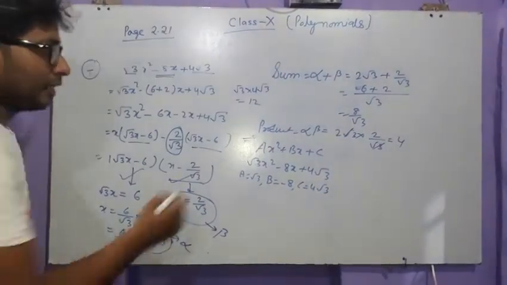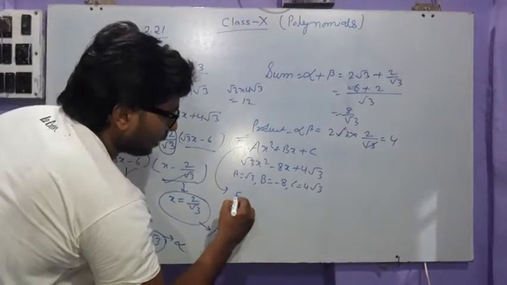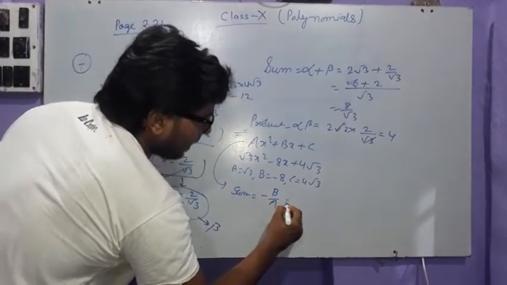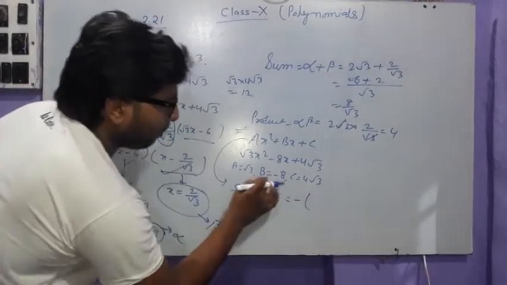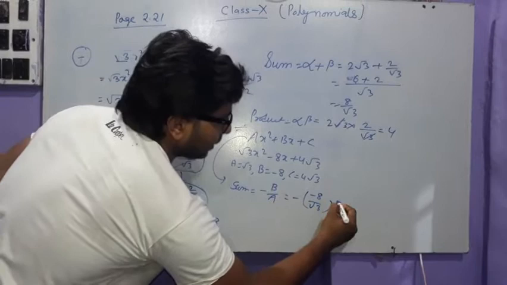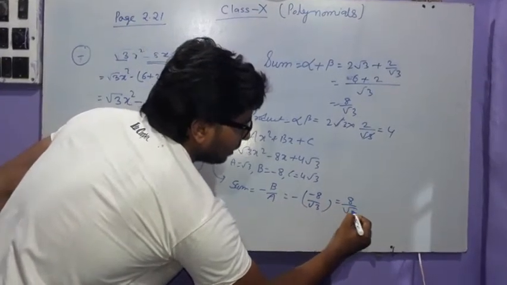Now we have to verify it. So from this equation, what is the sum and product? The sum will be minus b by a. So where is minus b? Minus b is already minus 8 and a is root 3. So minus minus cancel out, so 8 by root 3.